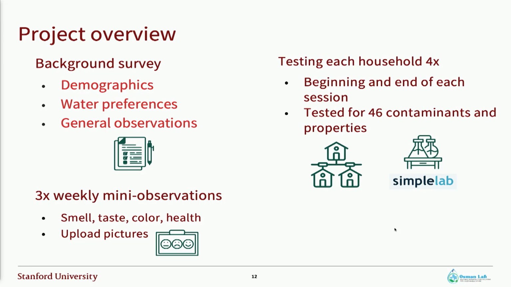And then to validate some of the perceptions of what people are reporting in these surveys, we also tested each household 4 times, once at the beginning of the study period and again at the end of the study period. And we tested for about 46 different contaminants and properties in the water, just to validate some of the perceptions, to see if these things were matching, right? Are we good predictors of what's wrong with our water? And that's important data that we can use, and I'll talk about that a little bit later.